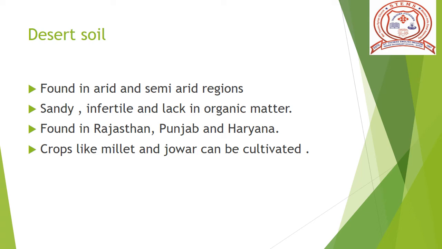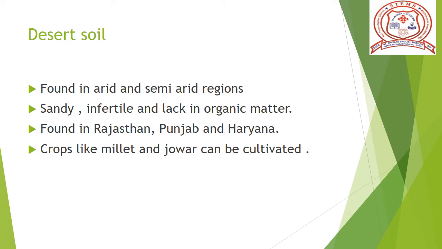Next is desert soil. Desert soil is found in the places where the climate is arid and semi-arid. It is sandy, infertile and lacks organic matter. This soil is found in Rajasthan, Haryana and southern Punjab. In Gujarat, this type of soil is found in Kutch and some other parts of Saurashtra. With irrigation facilities, crops like millet and jowar can be cultivated.